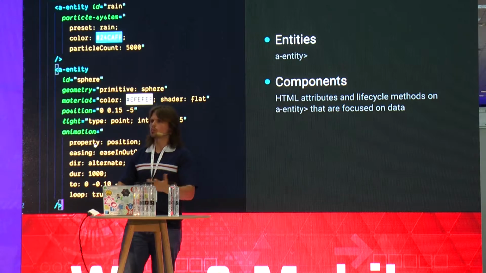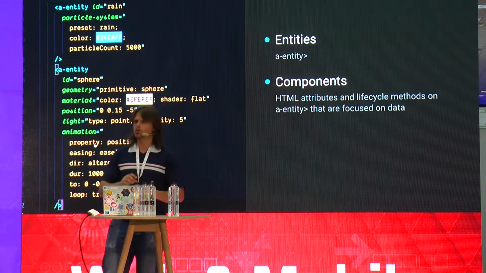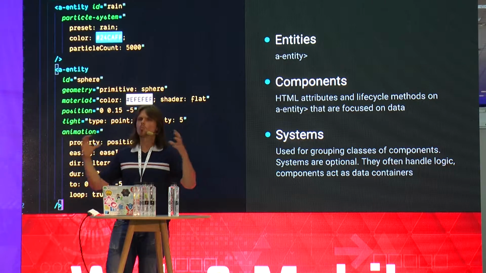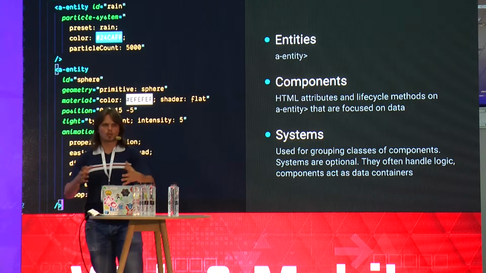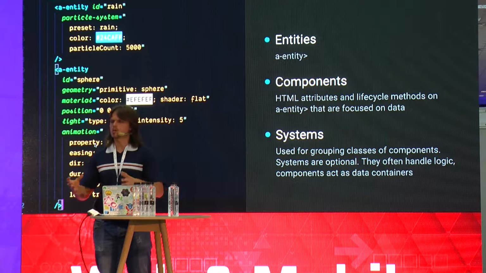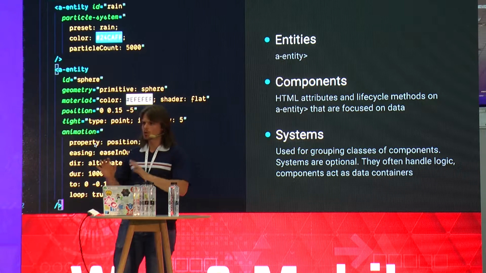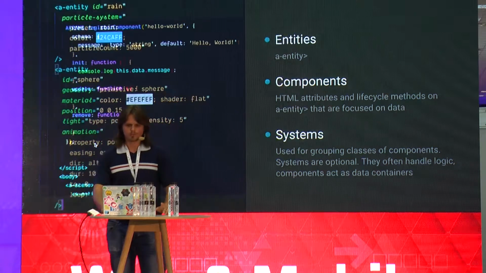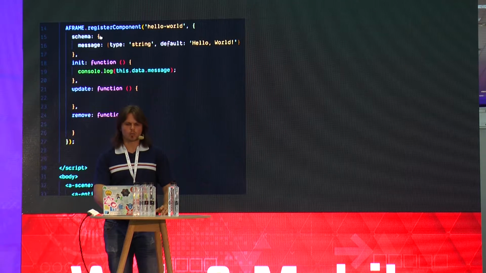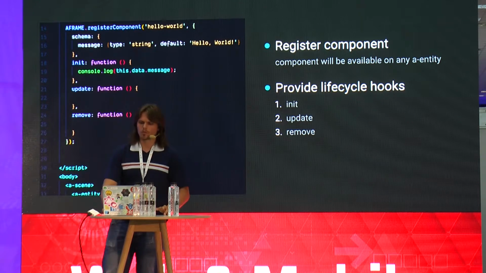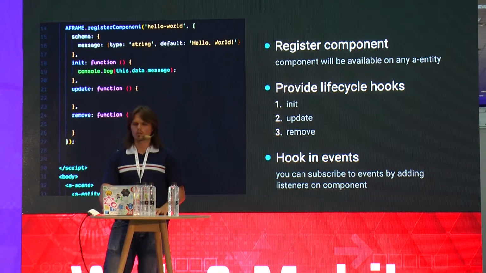And it goes on. We can create our own components. We can just attach them to entities. And we can compose them in groups and call it systems. Components are basically HTML attributes that have lifecycle methods and focus on data, while systems focus more on logic. But it's totally up to you to separate this if you want to. So defining components is as simple as that. You just register a component, hello world, schema, various lifecycle methods, and basically that's it. Provide lifecycle hooks and you're done.